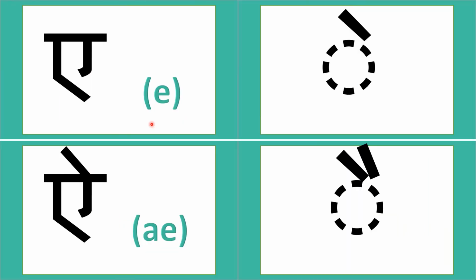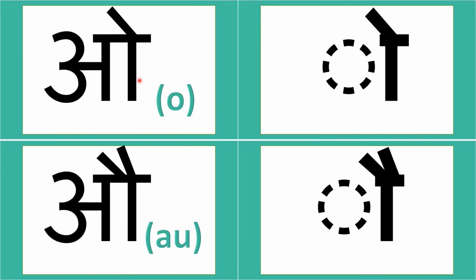For E, we are using this symbol above the consonant. For Ai, we are using these two lines above the consonant. So here you can see one line and here you can see two lines. These both will come above the consonant.